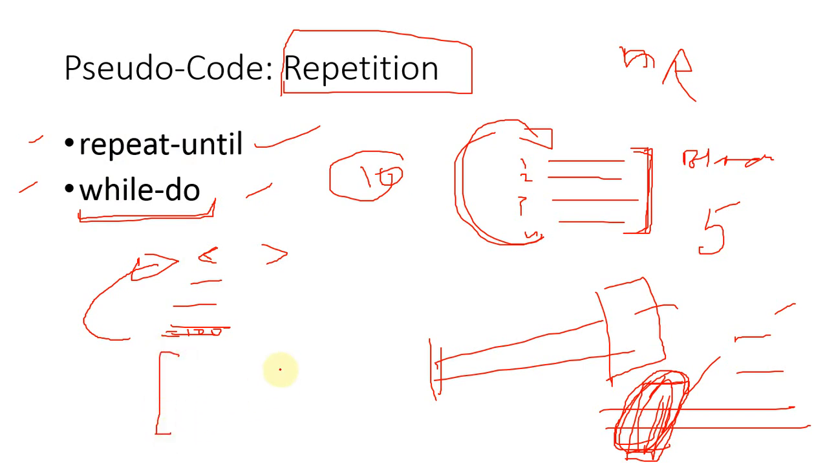So if this is a block of statements to be executed, while will be put here. But if you use repeat until, then until will be used here. Depending upon the place of the condition, at the beginning or at the end, you can say it is repeat until or while. Both are allowed. Again there are slight differences between those two, which will be taught to you in C programming.